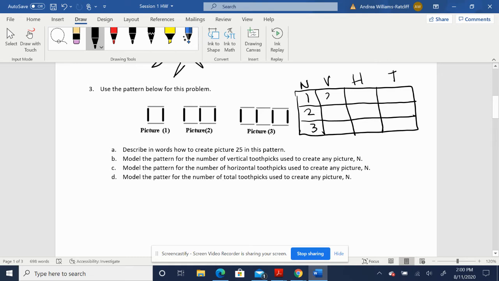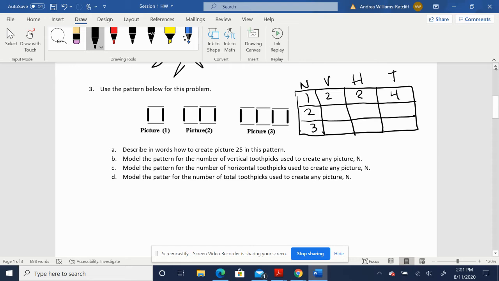So we have 2 vertical toothpicks. For horizontal, 1 here and 1 here, okay? So 2 horizontal for a total of 4 toothpicks in figure 1. It's very small. So let's go on to figure 2.